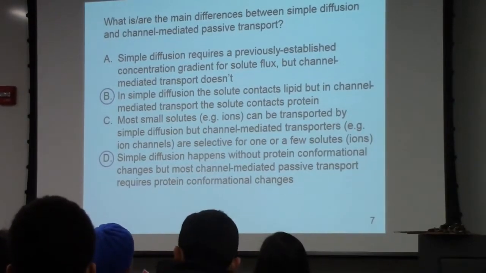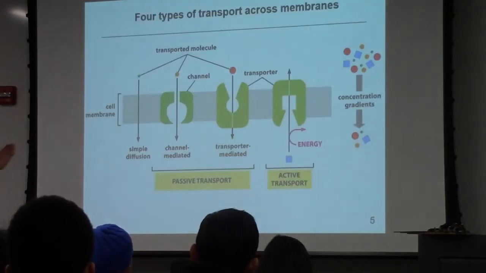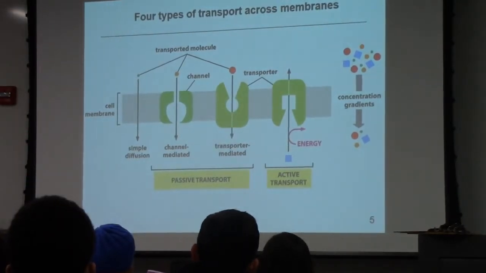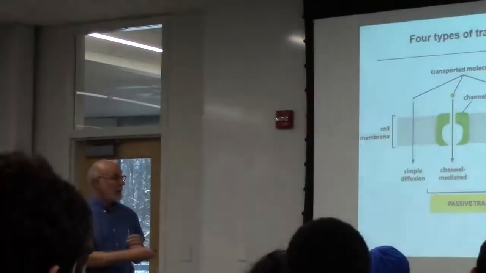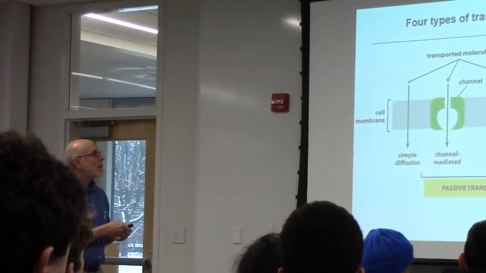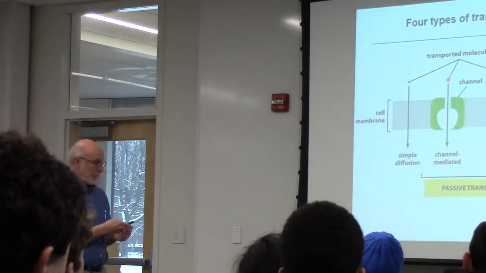In simple diffusion, the solute contacts lipid, but in channel-mediated transport, the solute contacts protein. That's what's shown here versus here. It's in the cartoon. Here's the channel. The solute is going through, contacting protein, not lipid.